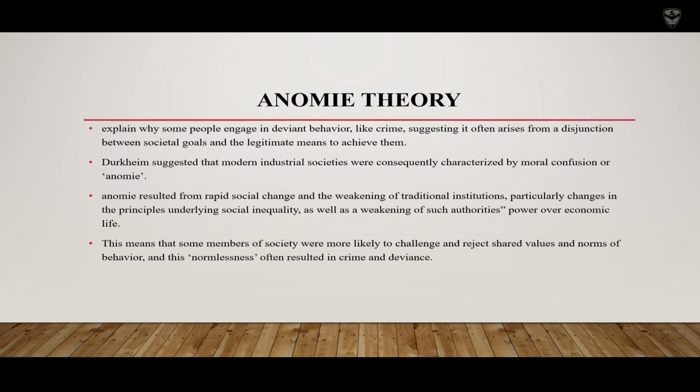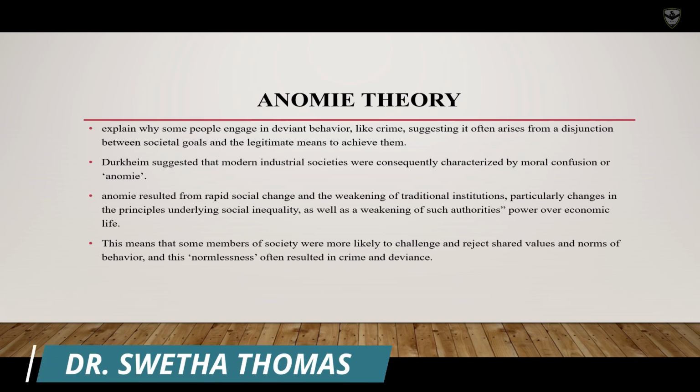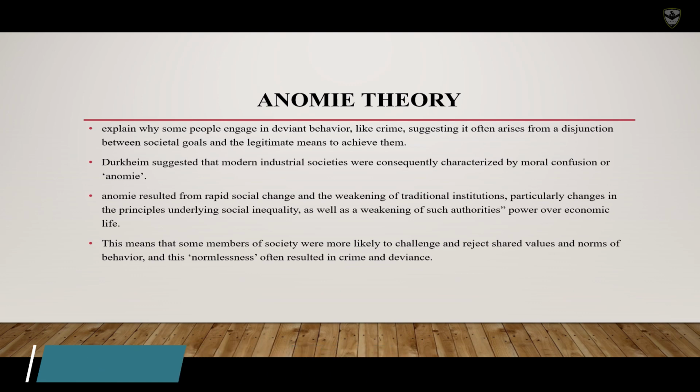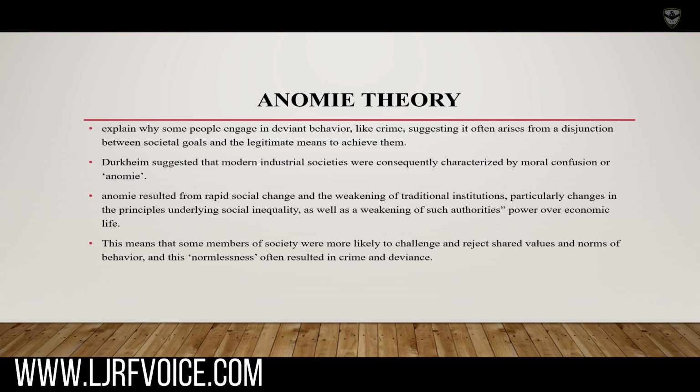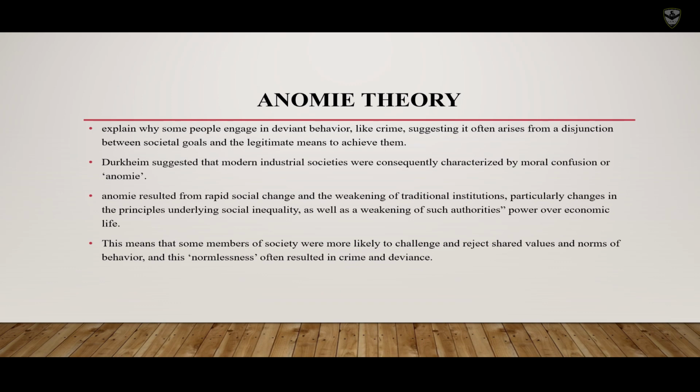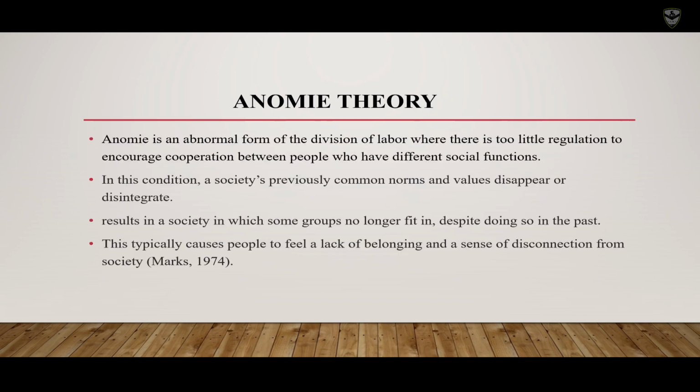As per Durkheim, anomie is a result of rapid social change and the weakening of the traditional institutions. So, in his theory, he's tried to say that some members of the society are more likely to challenge and reject shared values and norms of behavior, basically normlessness, which results in crime and deviance. So, according to this theory, there are mainly two tenets that would help us in explaining what anomie theory is.